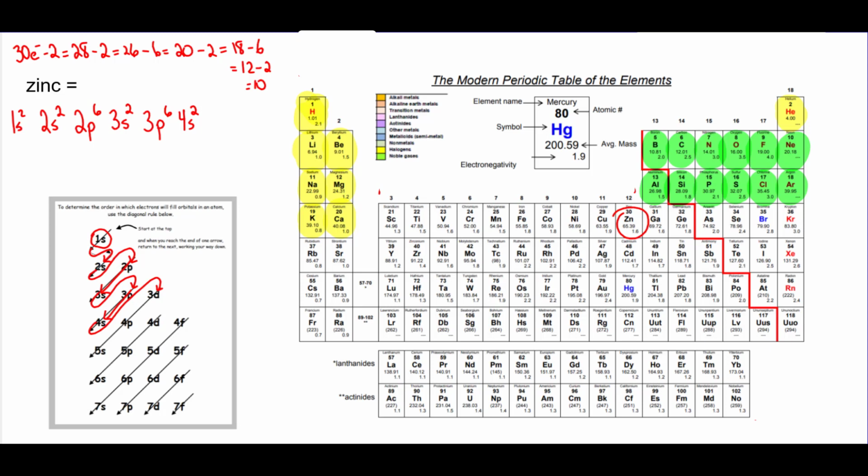Now remember that d sublevel can hold up to 10 electrons. And so I'm going to write out 3d, and it can hold up to 10, and that's exactly how many I have left. And so that's it. We have the finished electron configuration for zinc.